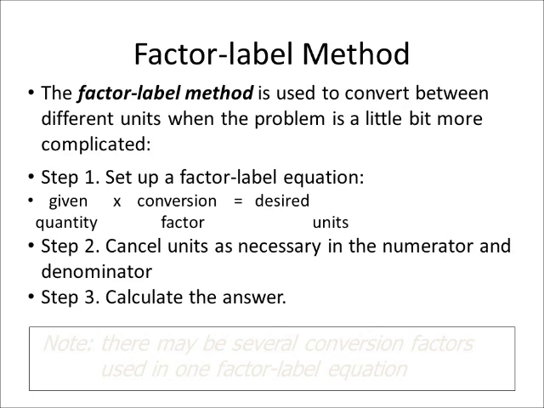The second step is to cancel units as necessary to make sure that the conversion that we just carried out actually produces the result that we want. And then third, using the numbers, we calculate the answer. Remember, it's very important to understand one thing. There may be several conversion factors used in one factor label equation.